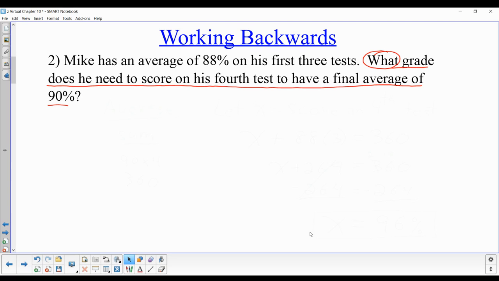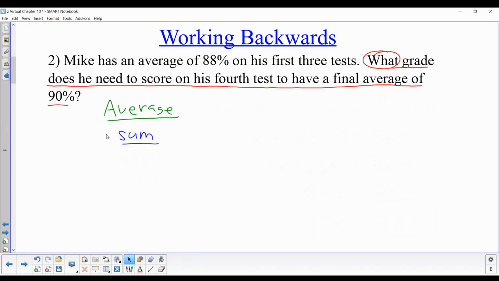Now, when you're doing these more advanced problems, you want to focus on the sum. The sum is the key to making this problem a little more straightforward. Since Mike has already taken 3 tests and he's going to be taking a 4th test, Mike has 4 tests overall. That means to find the average, you need the sum, and then you would divide the sum by how many there are. We're just going to do the opposite.